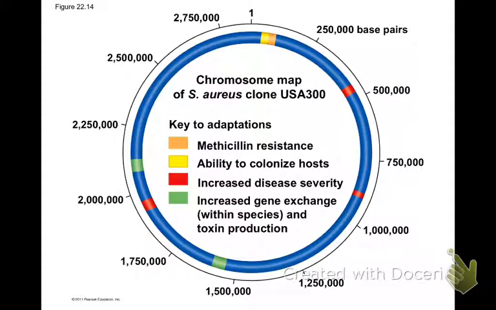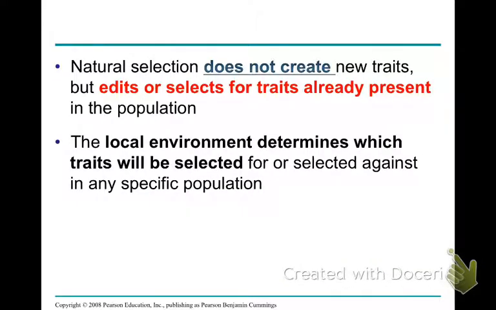Okay, so that's what he's trying to say. When he looks at the chromosome map of the Staph aureus, he can see that it has developed resistance to a number of antibiotics and also has increased disease severity. It has greater ability to colonize the host, greater ability for gene exchange, and also greater ability for toxin production. Okay, so remember, natural selection does not create, it is not suddenly creating from scratch.